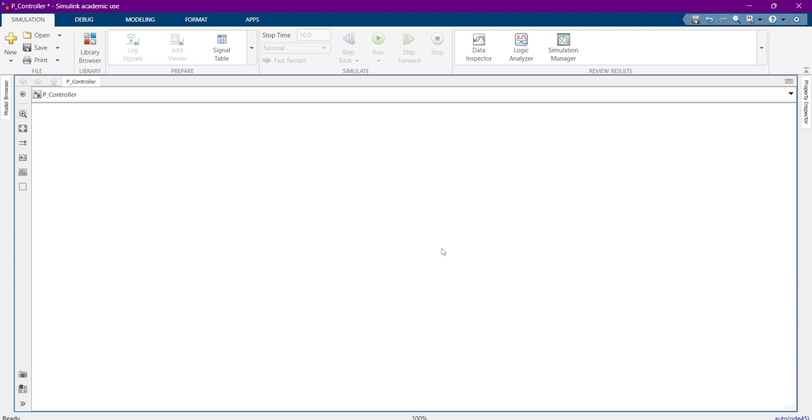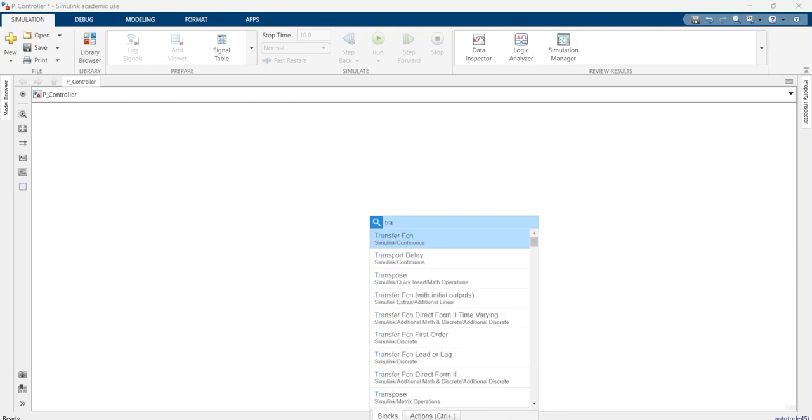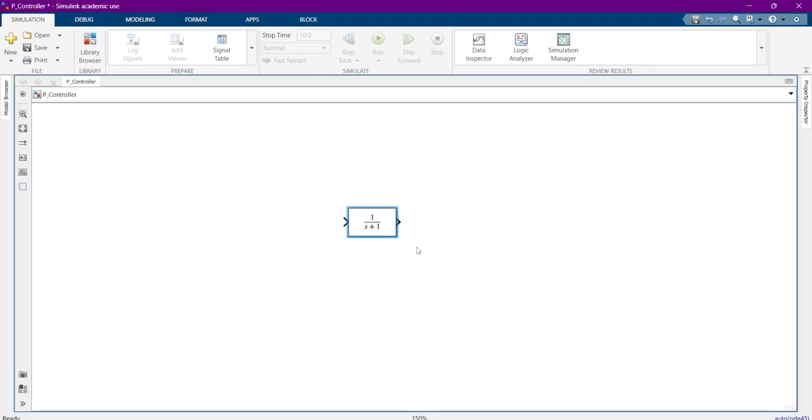So in this video we are going to simulate the system with the proportional controller that we have designed previously. First of all, if you want to simulate any kind of dynamical system, you have to start by simulating the plant, which is represented by a transfer function. So we will be seeking a transfer function block. This is our transfer function block.